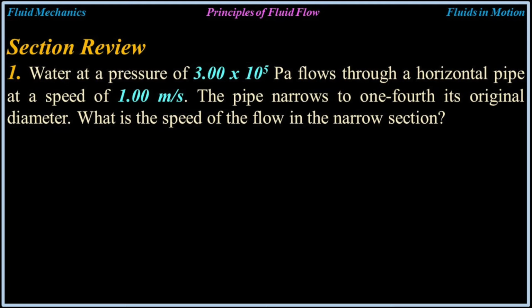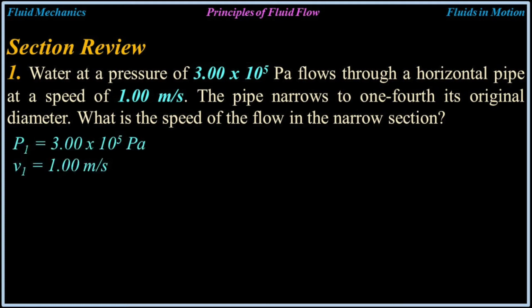Section review. Water at a pressure of 3 times 10 to the 5th pascals flows through a horizontal pipe at a speed of 1 meter per second. The pipe narrows to 1/4 its original diameter. What is the speed of the flow in the narrow section?